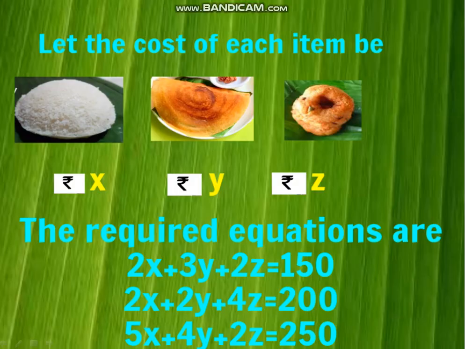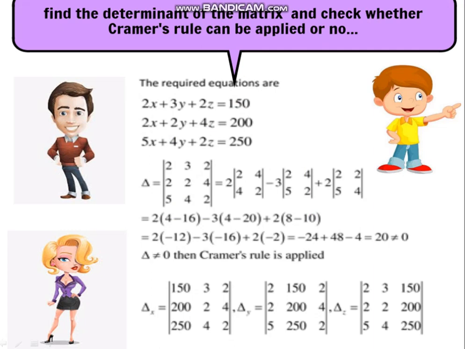Let the cost of each item be: idli as x, dosai as y and vada as z. The required equations are 2x plus 3y plus 2z is equal to 150, 2x plus 2y plus 4z is equal to 200, 5x plus 4y plus 2z is equal to 250. Find the determinant of the matrix and check whether Cramer's rule can be applied or not.